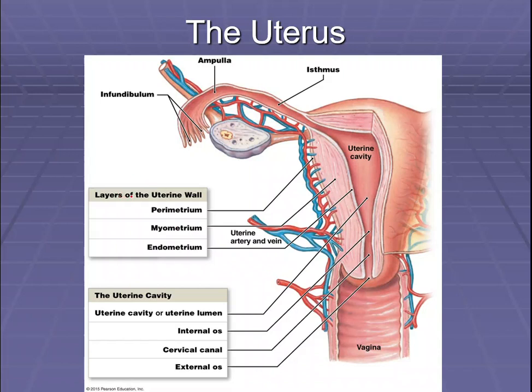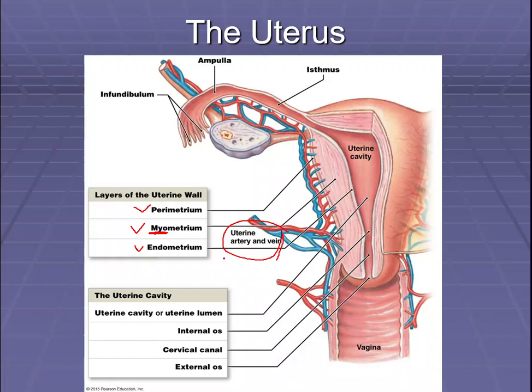So here are the layers of the uterine wall. The innermost one is the endometrium, and then the middle one is the myometrium. It is a muscular wall made of smooth muscle, okay, very thick. In the outermost region, right here, we have the perimetrium. Okay, I want you to notice the uterine artery and vein associated with the uterus. They supply it with blood.